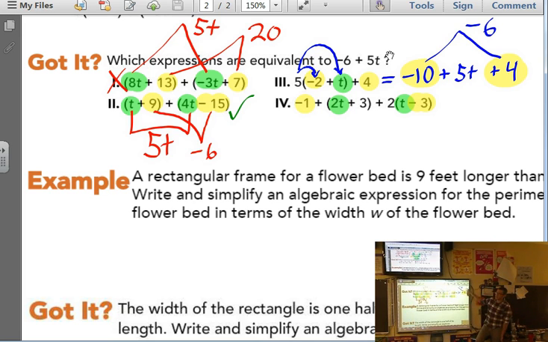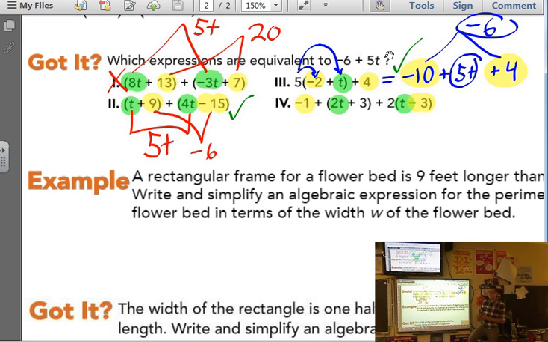This is one of the trickiest things with 7th grade math, is adding and subtracting positive, negative numbers. So I have my 5t, I have my negative 6. Number 3 also works. Let's see if number 4 works. Ashley, can you walk me through number 4?